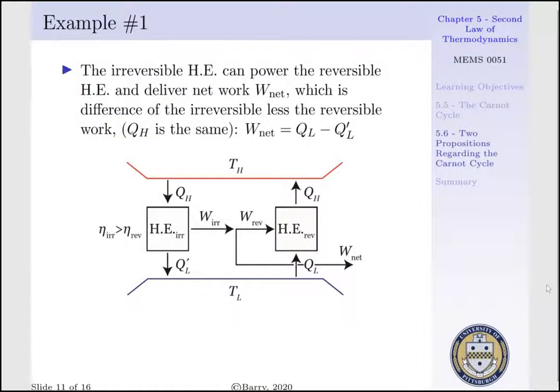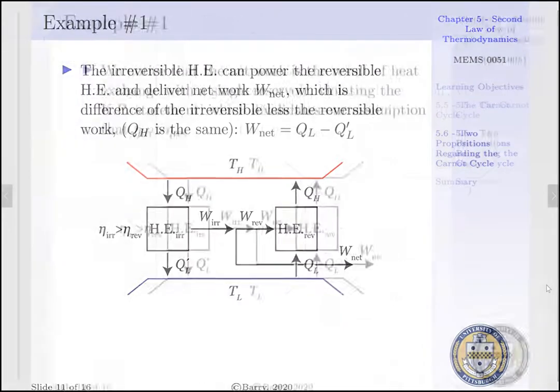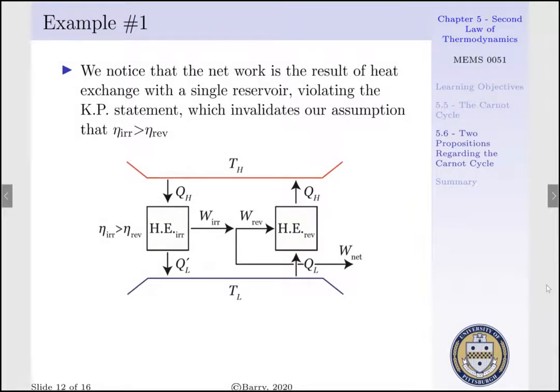Our net work is the difference of our irreversible heat engine's work less that of a reversible heat engine's work. That is, we would have W sub IRR minus WREV being equal to W net. Since QH is the same in this expression, we'd have minus QL prime plus QL, or rearranging, QL minus QL prime. We see that our net work is only a function of our QLs, i.e. that this system is operating between a single temperature reservoir.